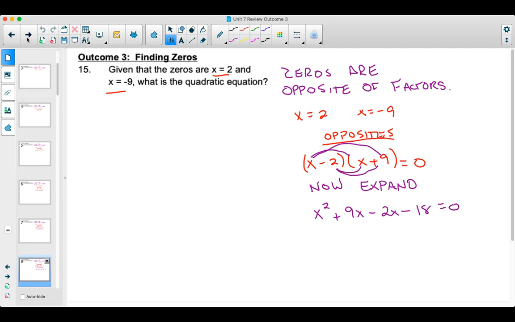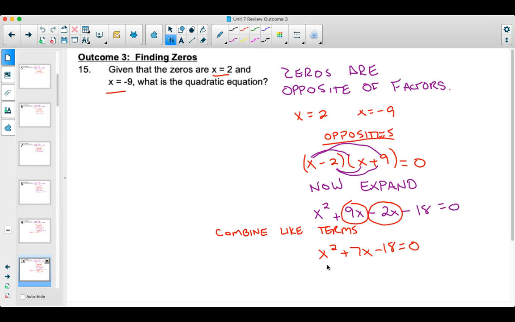Now we have like terms that we need to combine here. The -2x and the 9x give us a total of 7x in the middle there. That is our possible quadratic equation, so that is our solution. I'm going to have one more like that here.